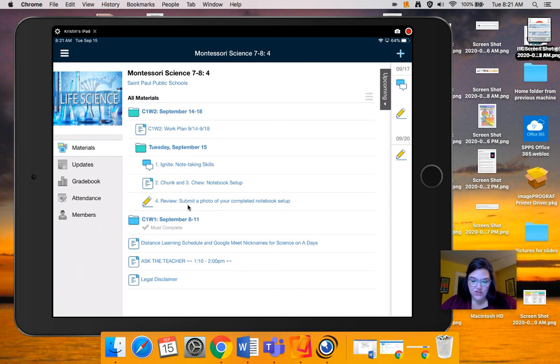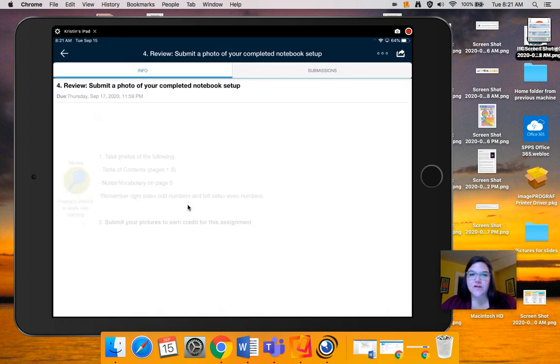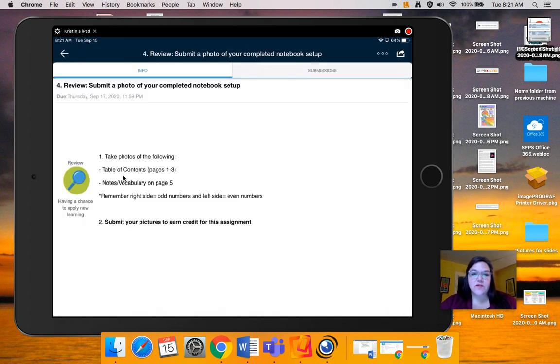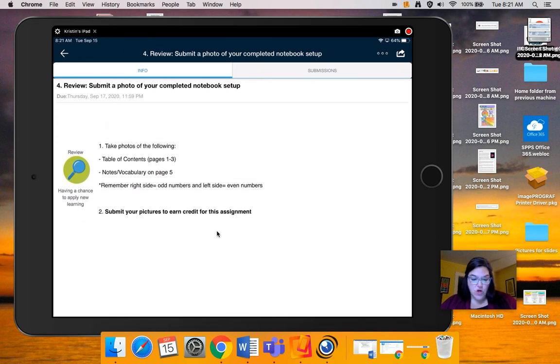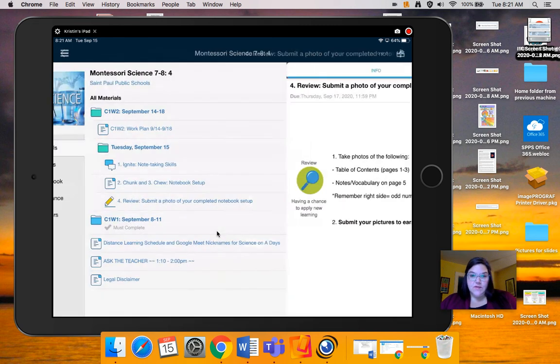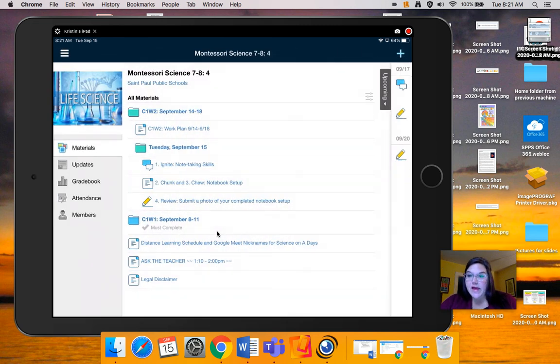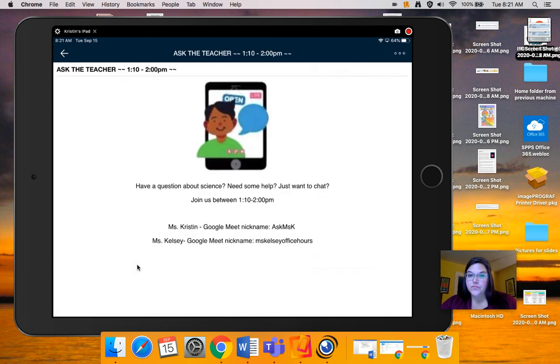And your review is just to submit photos of your completed work. So take photos of the following: your table of contents, your notes vocabulary on page 5. Remember, right side equals odd numbers, left side equals even numbers. Submit your pictures to earn credit for this assignment. Any questions on that? Then I will see you during the Ask the Teacher time between 1:10 and 2 with Ask Miss K, or if you would like Miss Kelsey's help, you can join hers with Miss Kelsey office hours during that time.